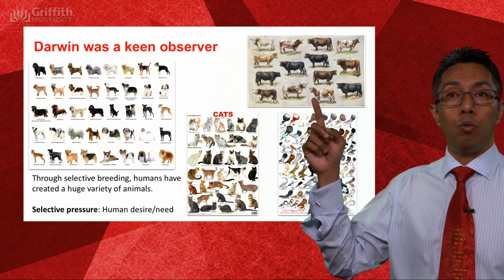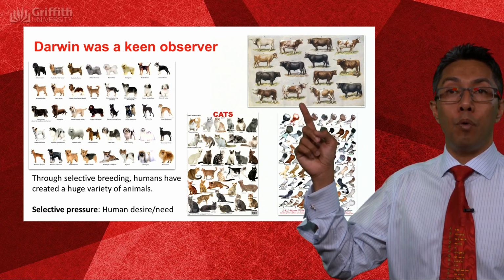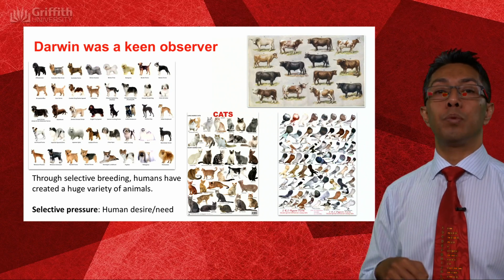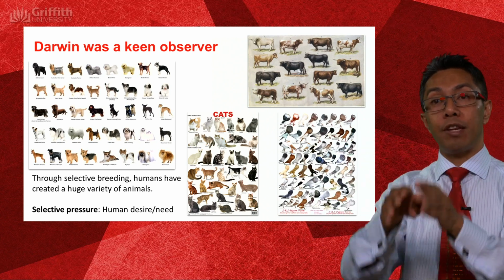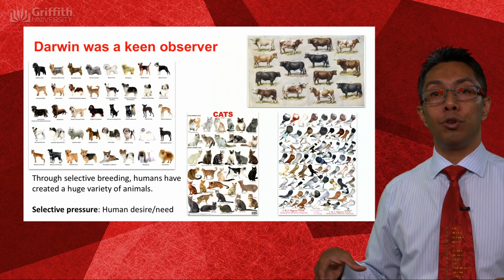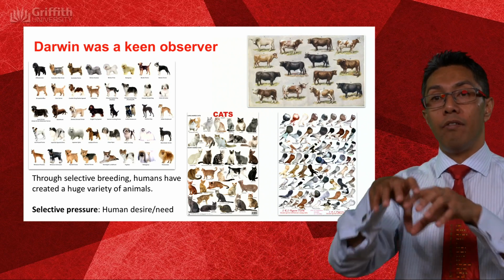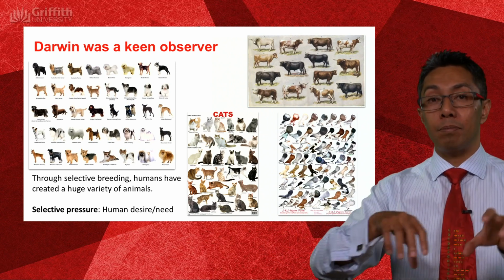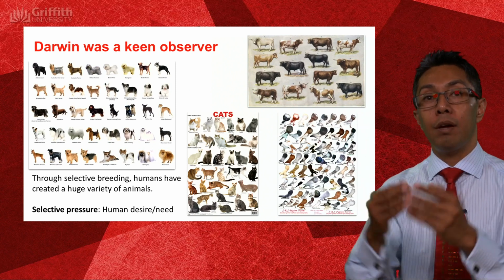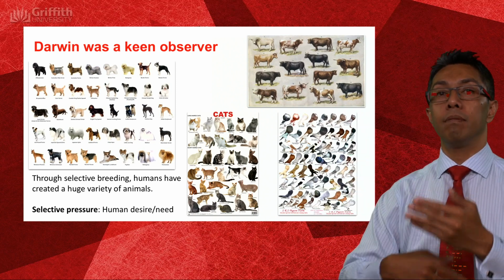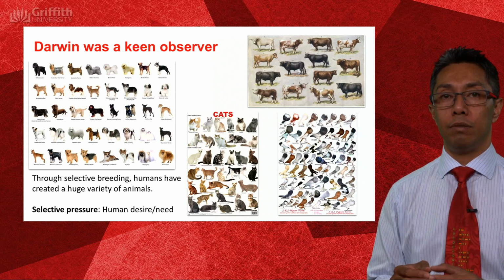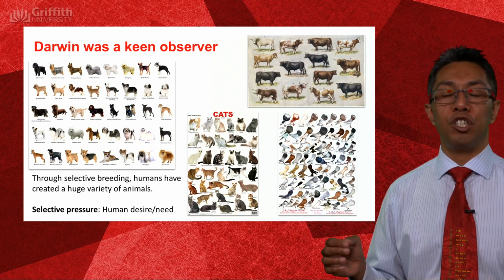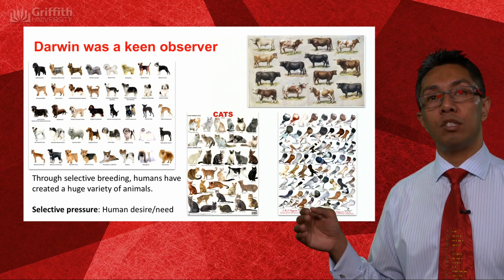So for example, we want cows with more milk, so what we do is we get two parents of high milk production and mate those together, and we would produce the next generation. From that next generation, select the best milk producers, breed those, produce another generation. Okay? So what this is called is artificial selection, and the selective pressure here is the human desire or need.